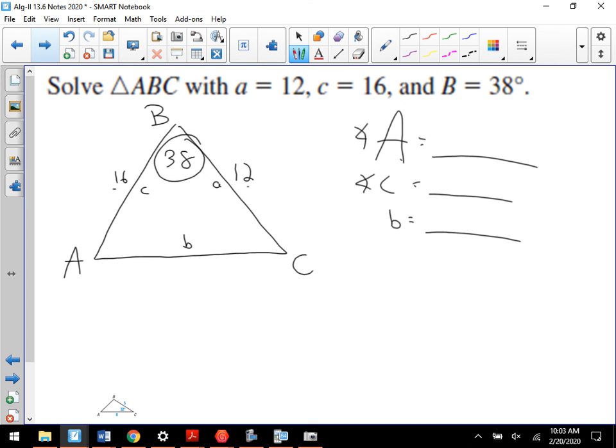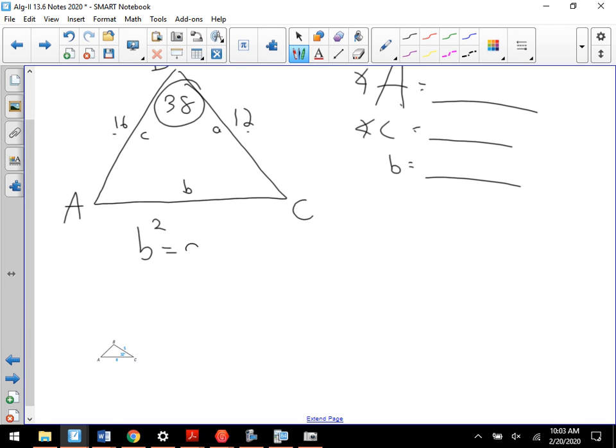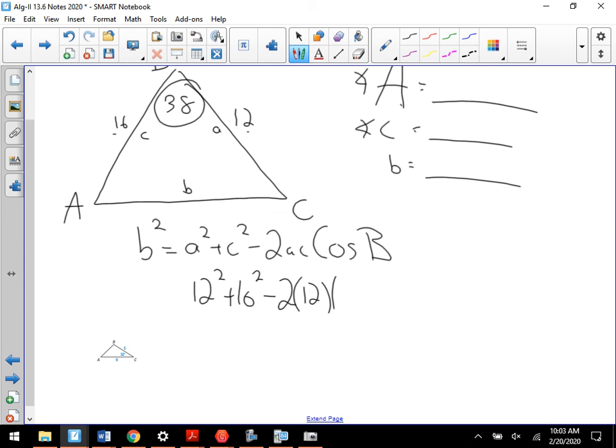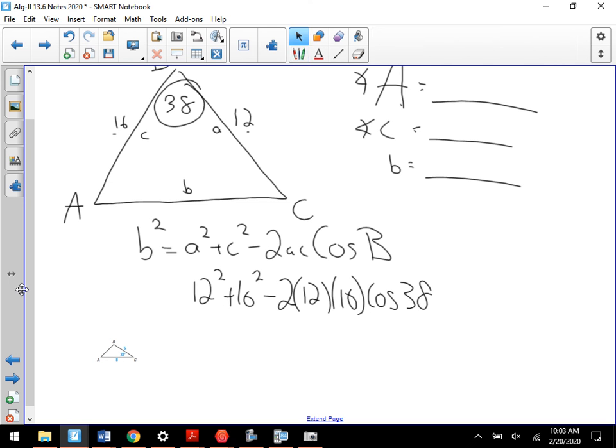Does it matter which one's A, which one's B, or which one's C, honestly? Nope. So you know that your B squared will be A squared plus C squared minus 2AC cosine B. Well, fill in the blanks. 12 squared plus 16 squared minus 2 times 12 times 16 cosine 38. And you literally type it in just like that. Hit enter.